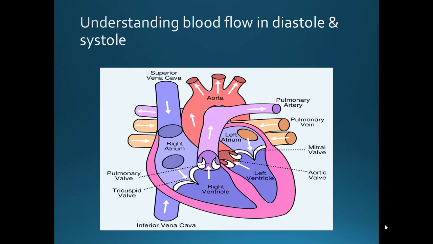S1 and S2 are heard only during ventricular systole. S1 is at the beginning of ventricular systole as the AV valves snap shut, and S2 is when the semilunar valves snap shut, signifying the end of ventricular systole. Notice that the right and left heart contract from the bottom half together and then from the top half together.